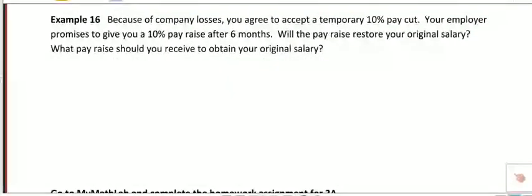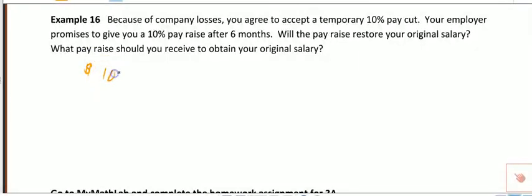Because of company losses, you agree to accept a temporary 10% pay cut. Your employer promises to give you a 10% pay raise after 6 months. Will the pay raise restore your original salary? What pay raise should you receive to obtain your original salary? And again, this is based on that reference value. So a 10% pay cut and then a 10% pay raise will not equal out to what your original salary was. So I'm going to do the same thing here.